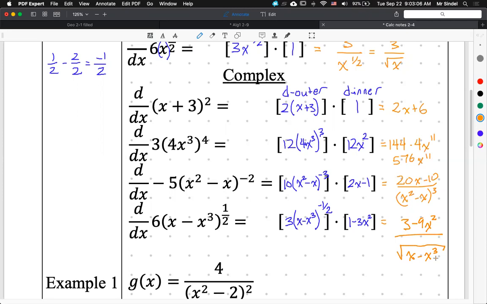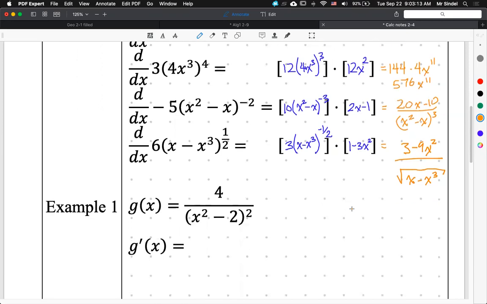Let's go on to example 1 after I see you guys are done. We have just 2 examples, example 1 on the front, example 2 on the back. Looks like you guys are done. Okay, so example number 1.